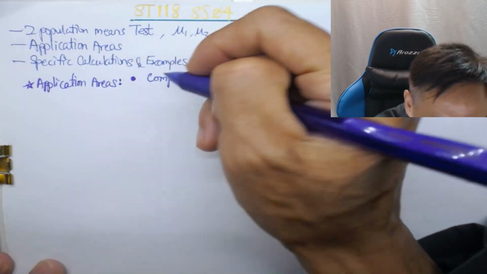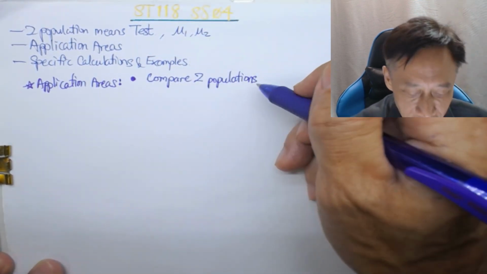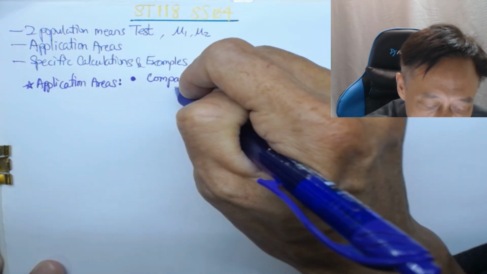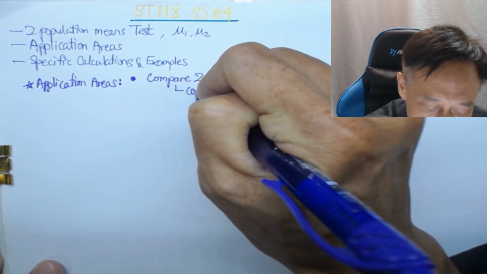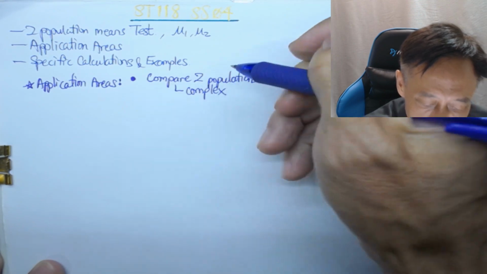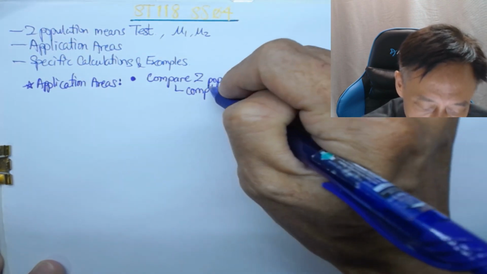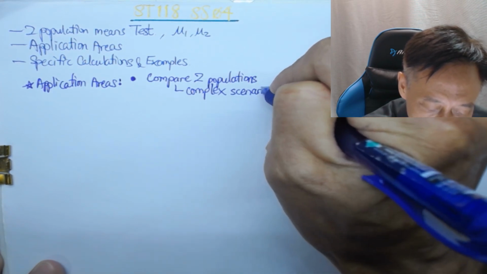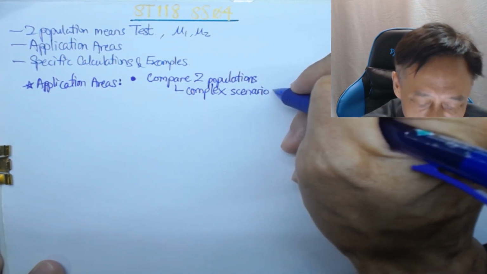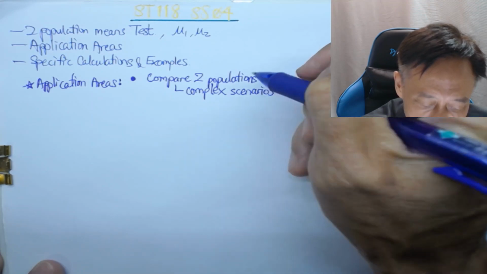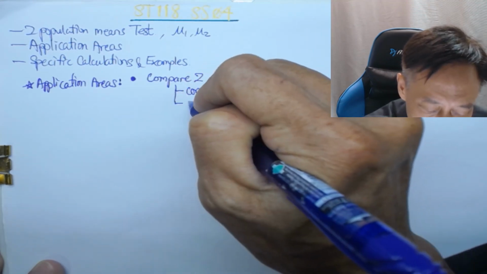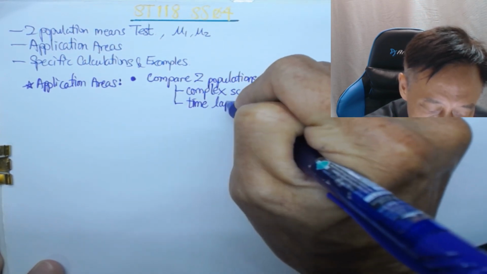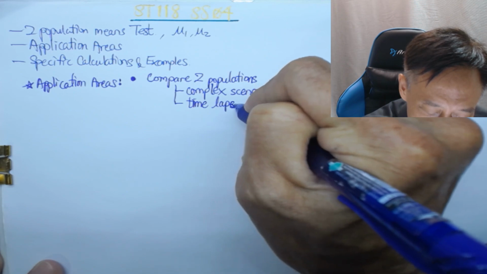Of course, we also can qualify a little bit. The two populations can be in complex scenarios. And of course, this is not saying much, so let me explain. And just after I write this down, time lapse, the before and after situation as I mentioned.